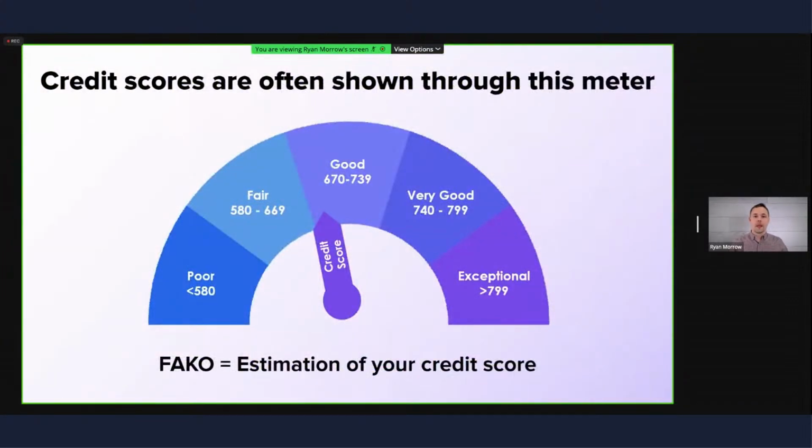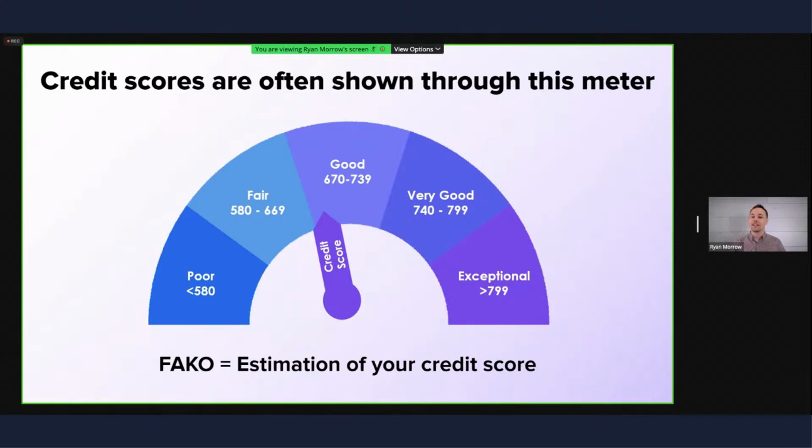All right, so once your credit is established, you'll eventually have a score. This meter is one I'm sure many of us have seen here or there and potentially dreaded, but keep in mind your own personal score and see where it falls in this range here. Scores that range from 300 to 580 are going to be considered poor scores. 580 to 669, fair. 670 to 739, good. 740 to 799, very good. And then 799 and above will be considered excellent.